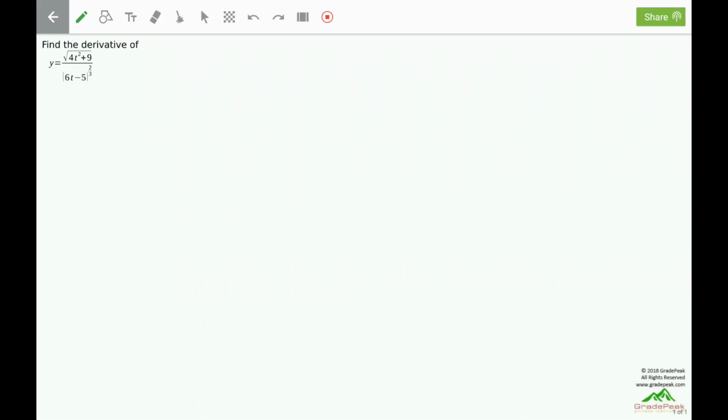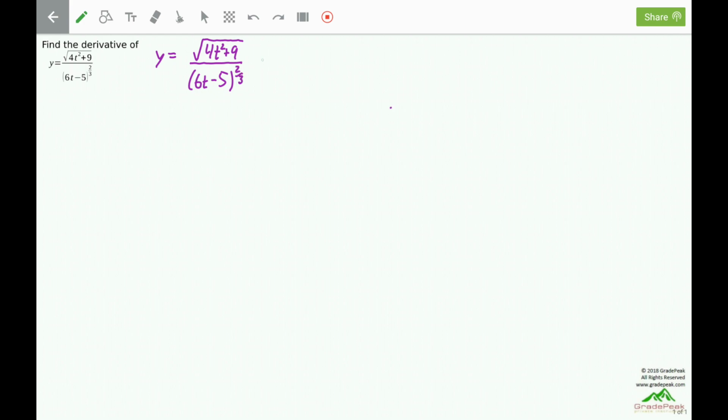Find the derivative of y equals the square root of 4t squared plus 9 divided by 6t minus 5 to the 2/3 power. So y here is the quotient of two functions. We have the square root of 4t squared plus 9 divided by 6t minus 5 raised to the 2/3 power.